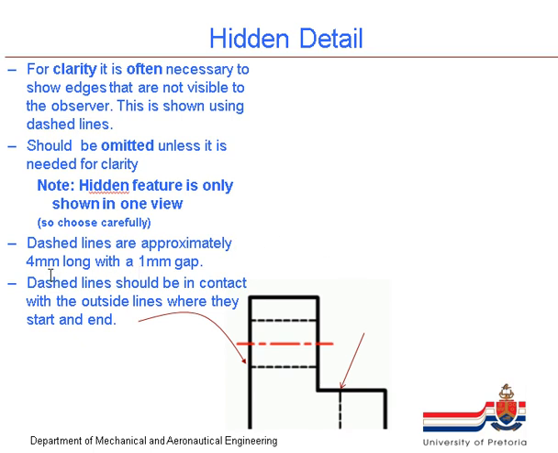The dashed lines are approximately 4 mm long with a 1 mm gap. They should be in contact with the outside lines where they start and end. This is important so that we can see that the hole starts on the outside surface and it isn't something that stops very close to the outside.